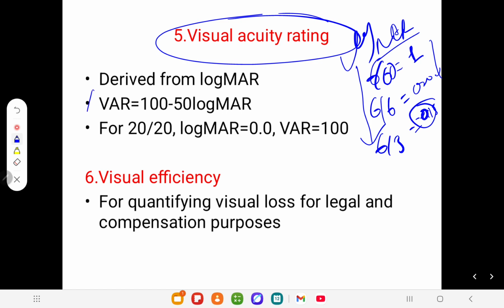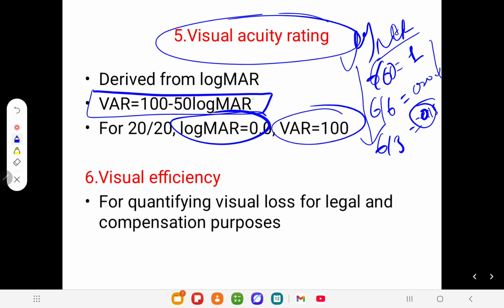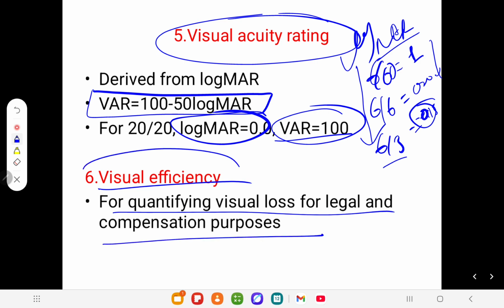VAR is very simple, just remember this formula: 100 minus 50 into logMAR, whatever the logMAR is. If logMAR is 0, then VAR is 100. If logMAR is minus, then VAR is greater than 100. So as logMAR decreases, even going minus, VAR increases. As the visual acuity becomes better, VAR becomes greater. So visual efficiency is quantifying vision loss for legal or compensation purposes. It's a different thing. Okay.